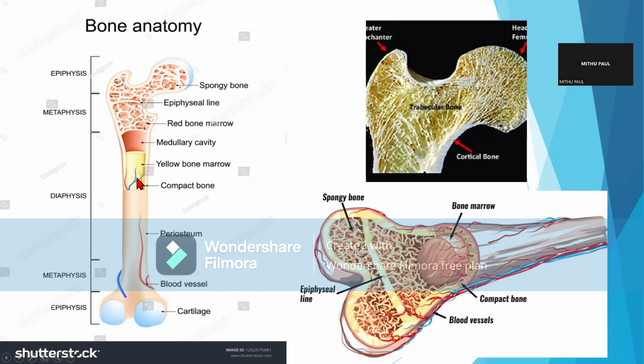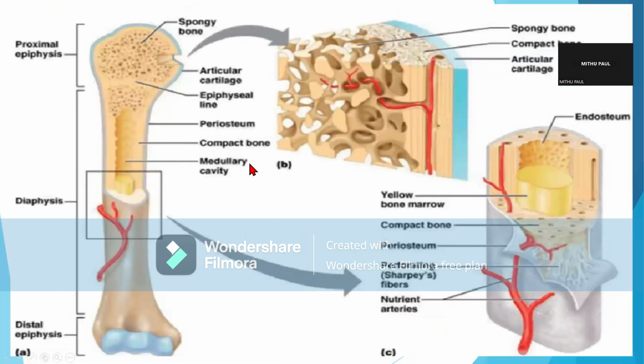And inside the shaft part of the long bone, it is empty and it is loaded with the bone marrow, the red bone marrow or the yellow bone marrow, depending on the age, which are responsible for generation of the hematopoietic cells.